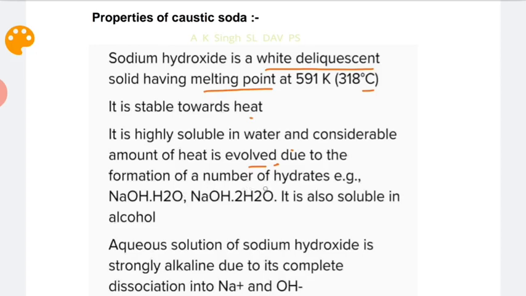Formation of hydrates means when it is dissolved in water, it forms a hydrate. Hydrate means an H2O molecule is attached with it. For example, NaOH.H2O means sodium hydroxide hydrate.